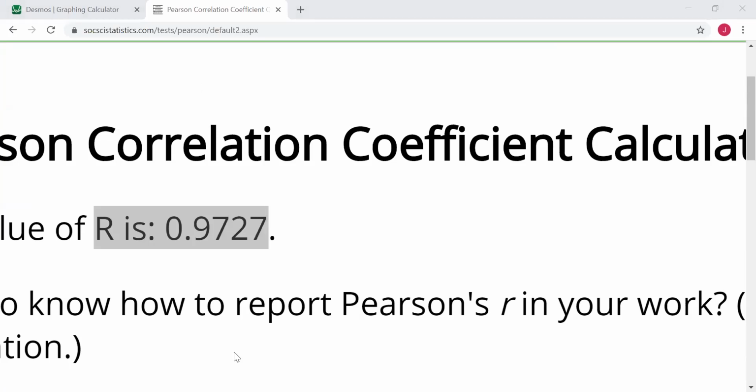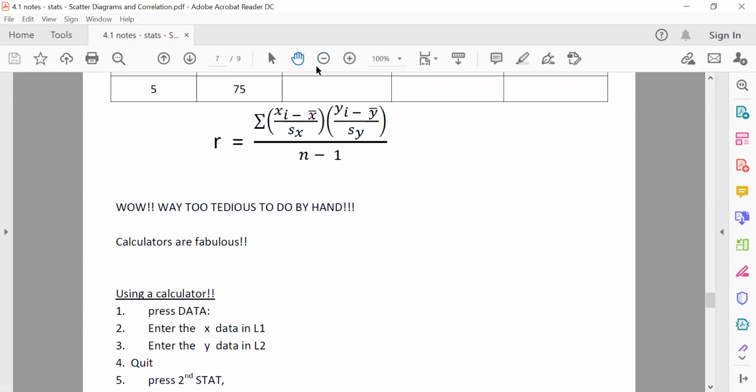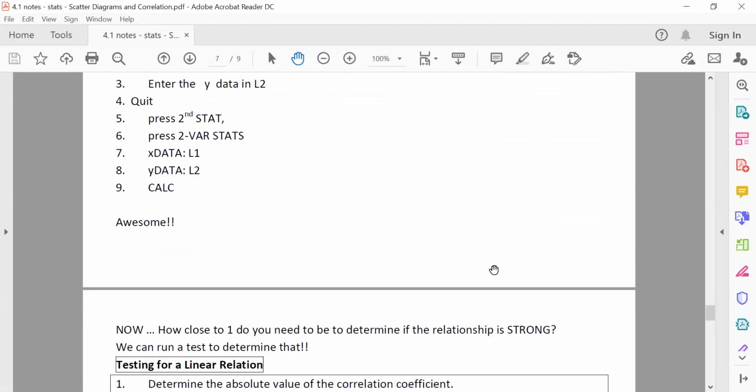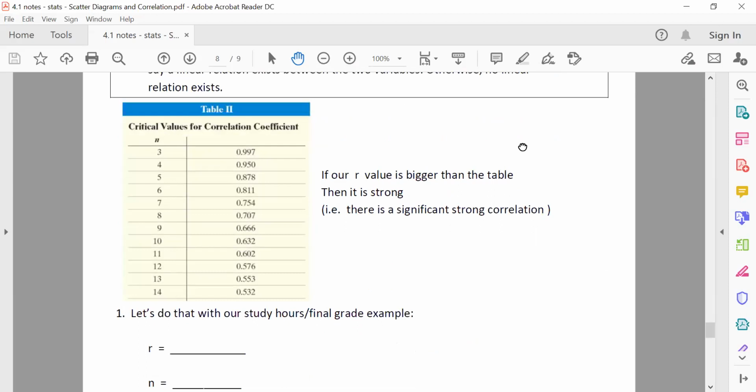So we got an R value of 0.9727. So blah, blah, blah, we're not going to do all that. So we got R equals 0.9727. A very, very strong case for a positive linear relationship. And then for this section, 4.1, we're not asked to go into much more detail than that.